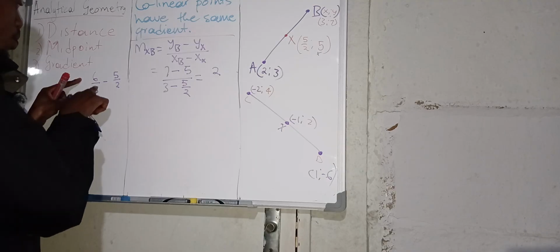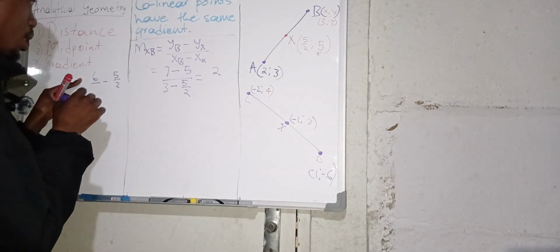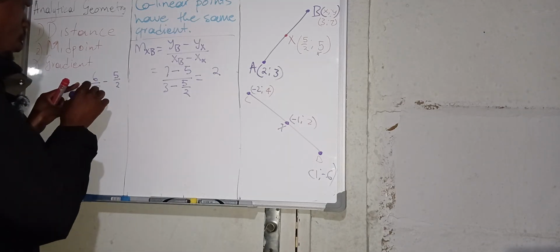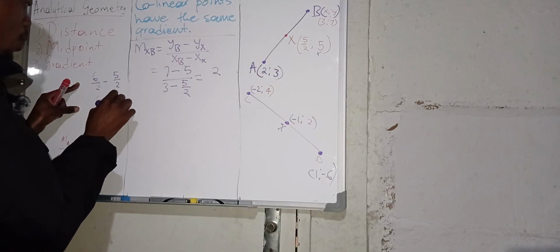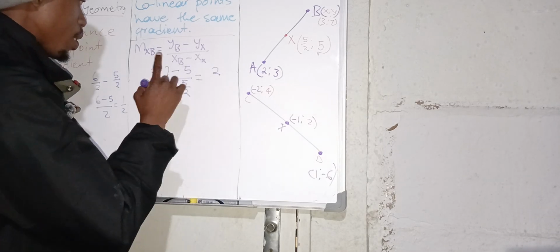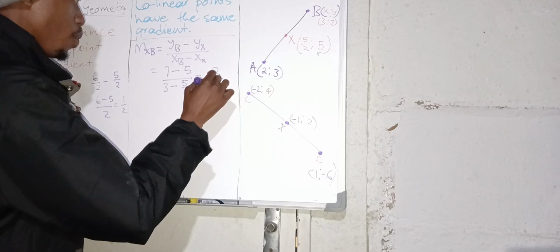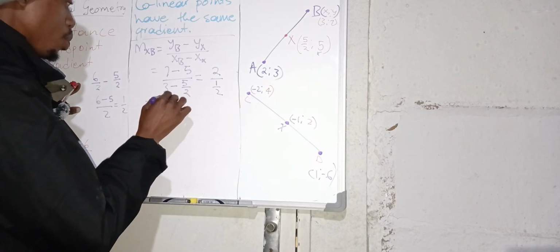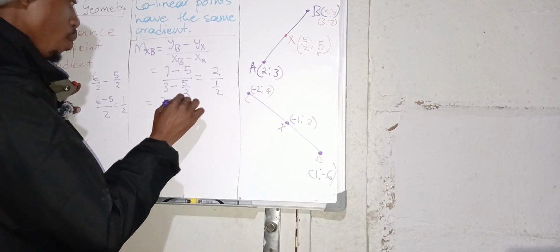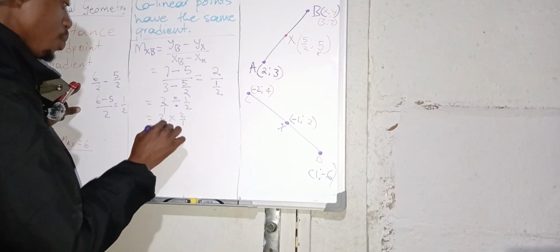And then, 6 divided by 3, 2 4 6, is 2. So now I have a 2, and 6 minus 5. Therefore, this is going to be 1 over 2. Then I'm going to have 2 divided by 1 over 2, which is the same as 2 multiplied by 2 over 1, which gives me a 4.